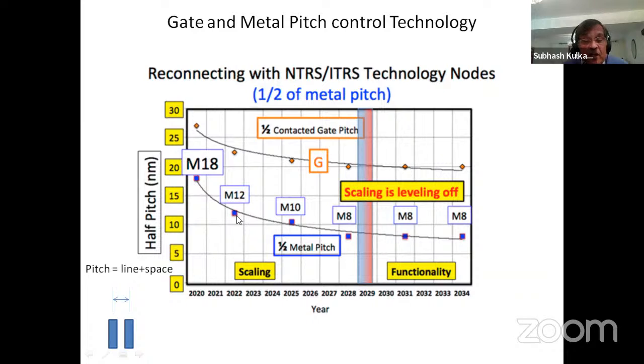So with device scaling, mathematically, you can calculate how the devices will work for these dimensions. And scaling works up to this point, 2028. But beyond that, scaling is leveling off, as you can see. You cannot get any more juice out of these lines to get functionality. So we have to have innovations in this area. And this is an area that is going to be explored very soon, to figure out which are the candidates that will continue the technology progression.